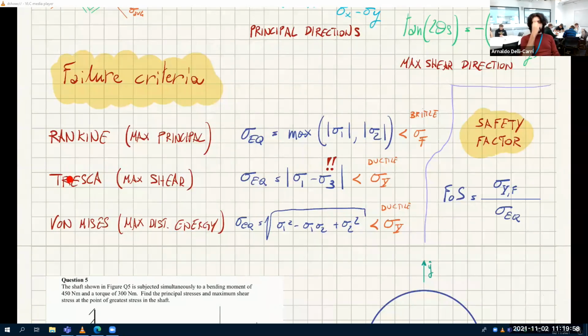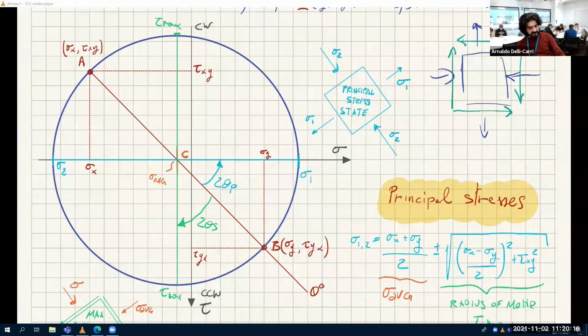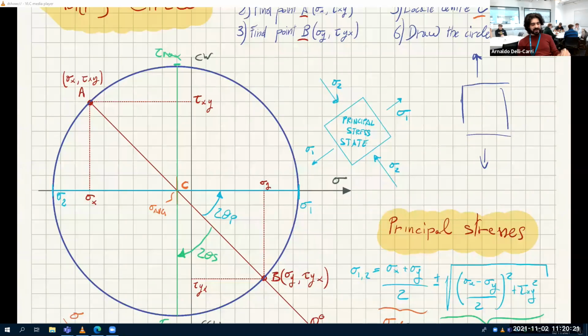Let's look at the Tresca. Tresca is maximum shear stress. It doesn't look like we have shear stress at all here. Why? Well, what is the maximum shear stress if I take a uniaxial stress? Let's say I have only this, sigma x. If I only have this, what is the largest shear stress? Well, let's look at sigma 1 and sigma 2.